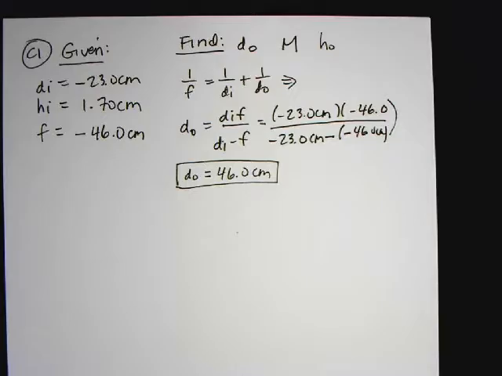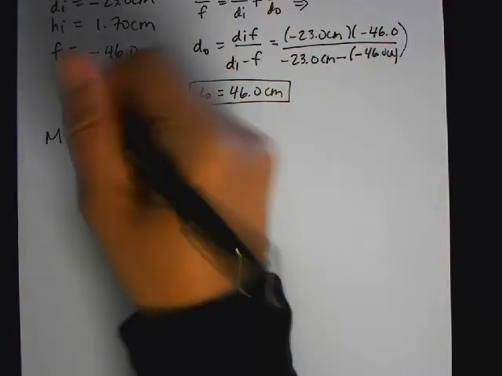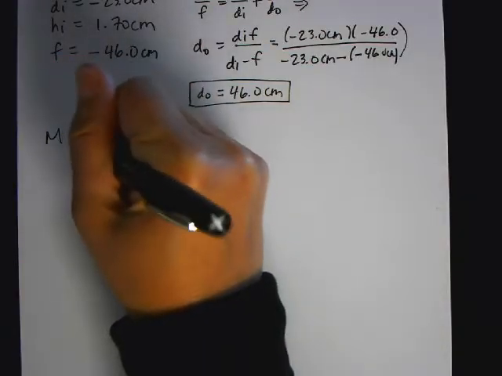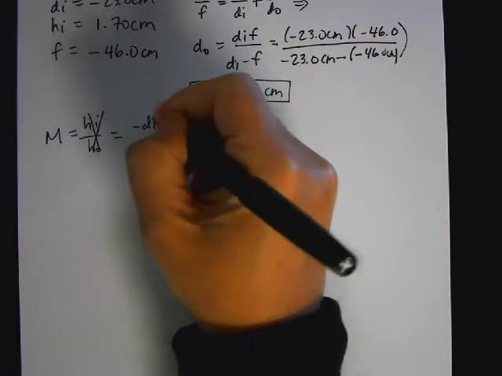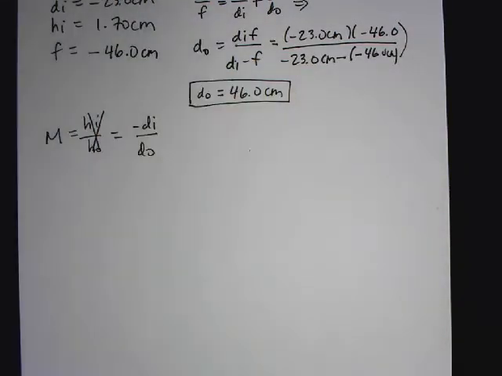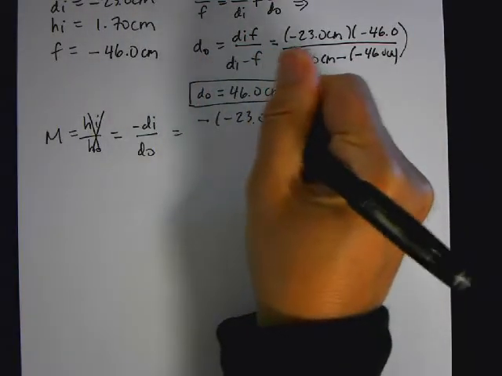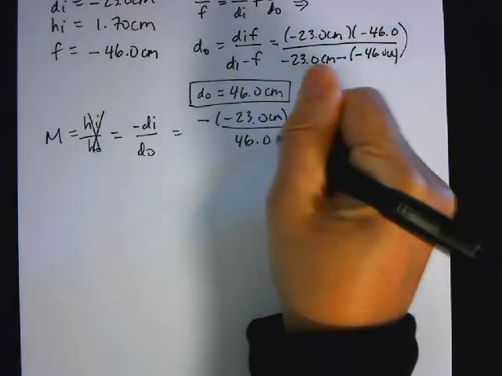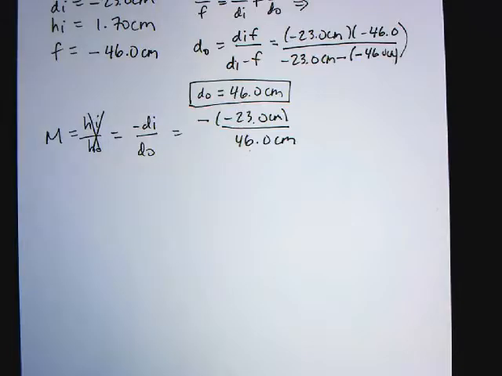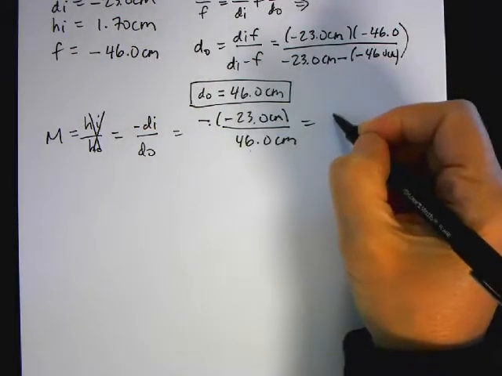All right, then they asked us for the magnification. So the magnification is actually like two parts. The magnification M is HI over HO, but we don't know those. And it's also equal to negative DI over DO, which we have these two. So it's going to be negative 23 divided by 46, which we just found, and the negative times the negative is a positive, and we get 0.5.